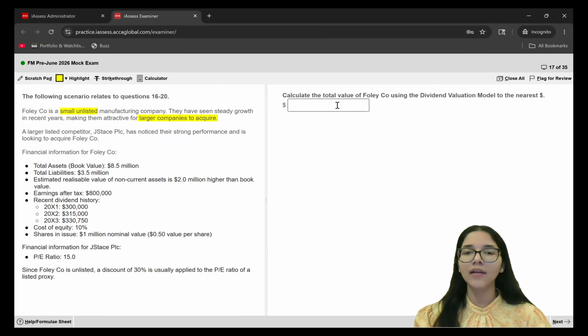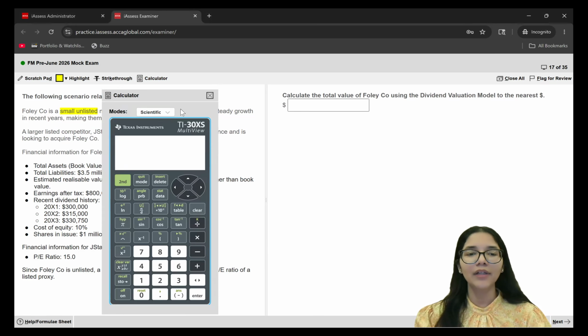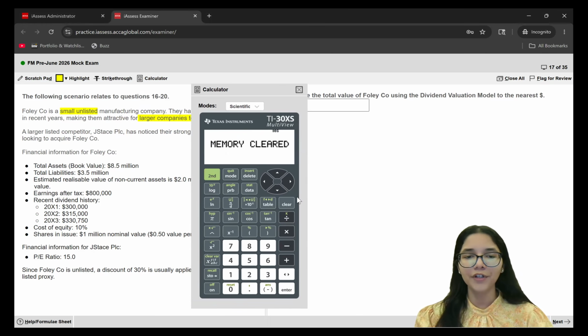I have to calculate the total value of Foley Company using the dividend valuation model. So for the dividend valuation model, simply we need the growth rate and the DVM formula. For growth rate, because it's not directly given to me, I have to use the geometric growth formula, because the different years' dividends have been given to me. So firstly, I need to calculate how much my growth rate is.